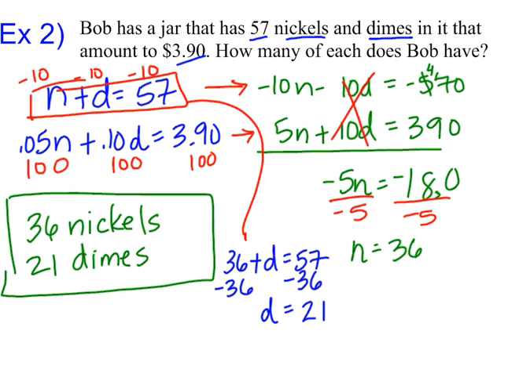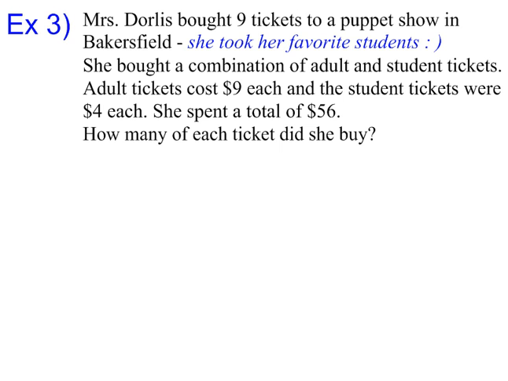A ticket problem is similar to it, so let's take a look at a ticket problem very quickly. Mrs. Dorless bought 9 tickets to a puppet show in Bakersfield. She took her favorite students. She bought a combination of adult and student tickets. Adult tickets cost $9 each and the student tickets were $4 each. She spent a total of $56. How many of each ticket did she buy?